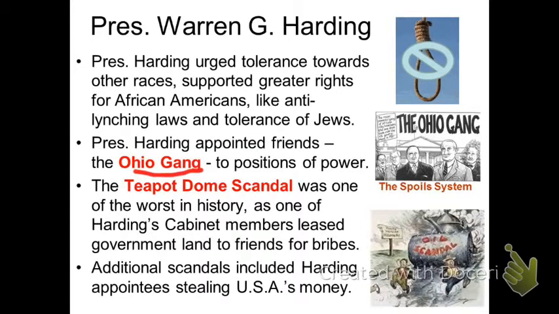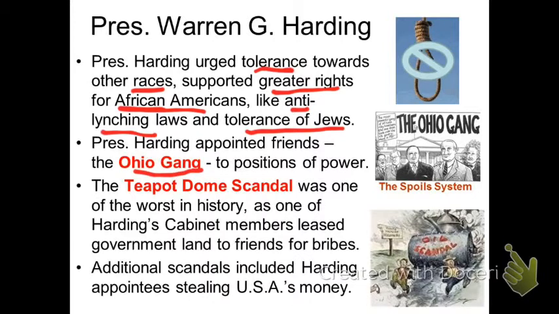Okay, the first bullet: Harding urged tolerance, and I think this is something that he is very rarely credited with. He urged tolerance toward other races, and of course, other races being from the white race. He supported greater rights for African Americans and anti-lynching laws, primarily for African Americans. And of course, he supported tolerance of Jews.